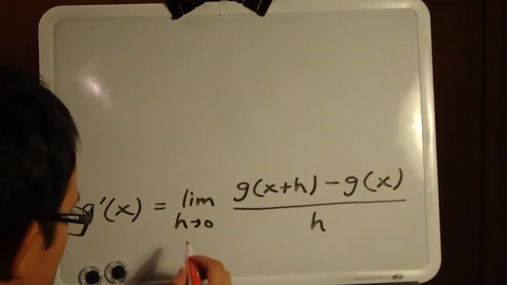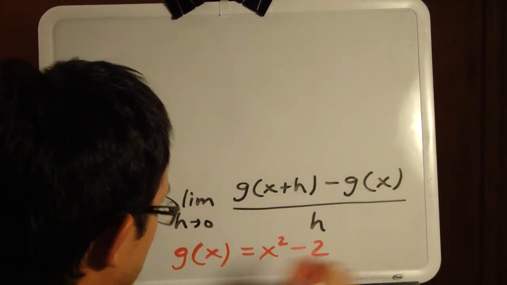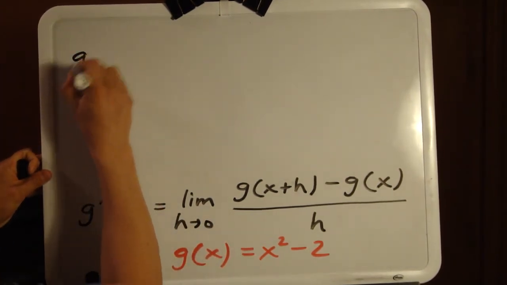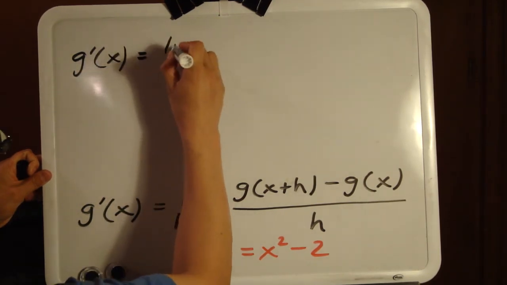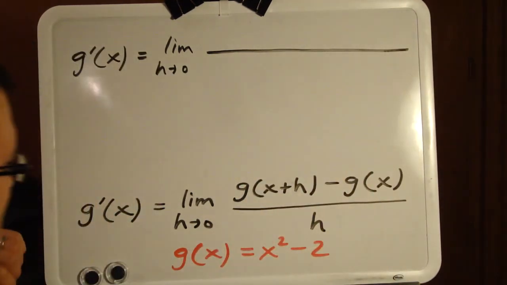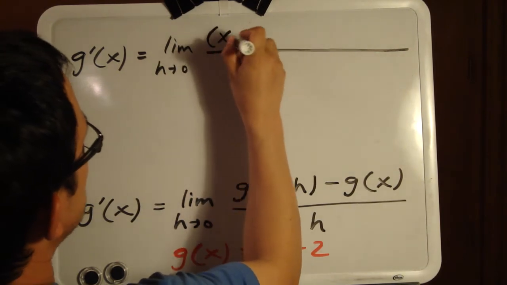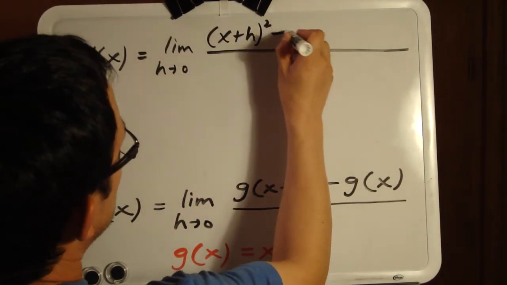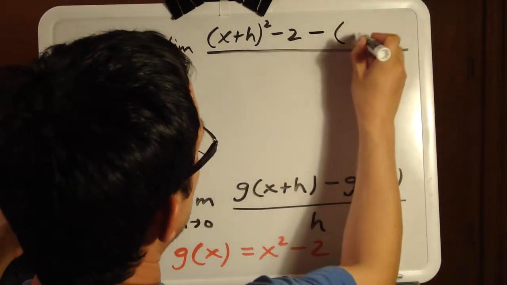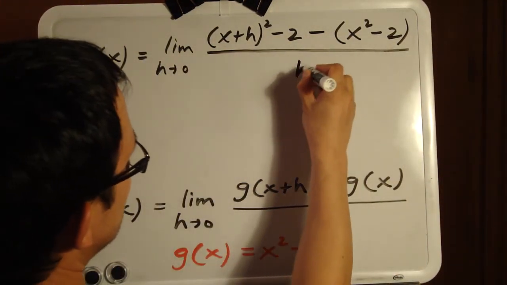Okay, so I'll just highlight here to remind us what the function is. So this is x squared minus 2. And so let's write down this definition here. So g prime of x is the limit as h goes to 0. Okay, so the first thing we have to do is insert x plus h in place of x. So this will be x plus h squared, and then minus 2. And then we have to subtract off the function itself. So we have to take away x squared minus 2, and then divide by h.